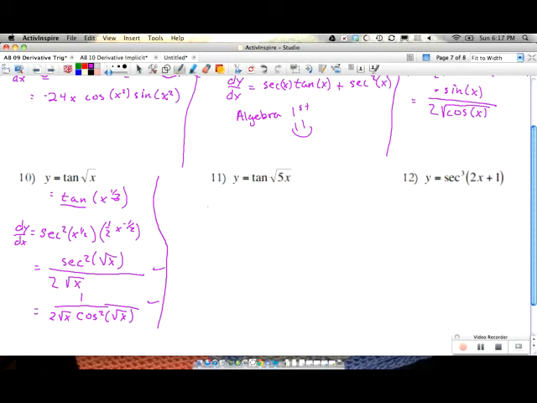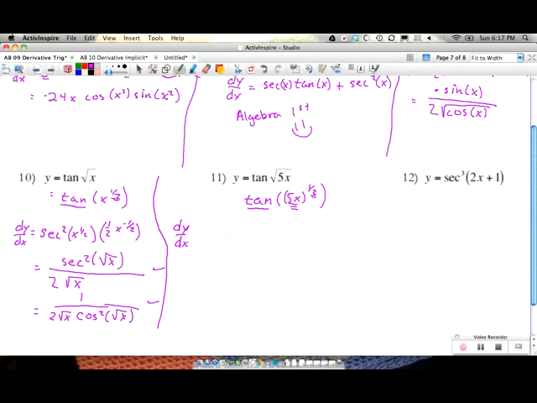Let's look at this. Number 11. First plan. Okay, we got layers. This is really tangent. And then we got 5x to a 1/2 power. Okay, so we got lots of layers going on here. This tangent is one layer. This 1/2 is the middle layer, and the 5x is the final inside layer. So let's deal with them one at a time.